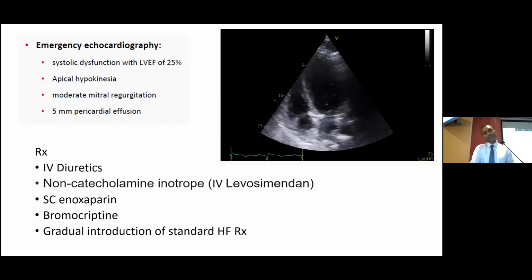So what are the treatment options? You reduce the congestion with diuretics. Ideally, you should try non-catecholamine inotropes like levosimendan, because we may suspect Takotsubo cardiomyopathy as well, in which it is better not to give catecholamine-based inotropes. After that, if that is not enough, you can go with dobutamine or dopamine. You should give subcutaneous enoxaparin due to the high risk of DVT and pulmonary embolism, and bromocriptine because you are suspecting peripartum cardiomyopathy, and gradual introduction of standard heart failure treatment and continuation.